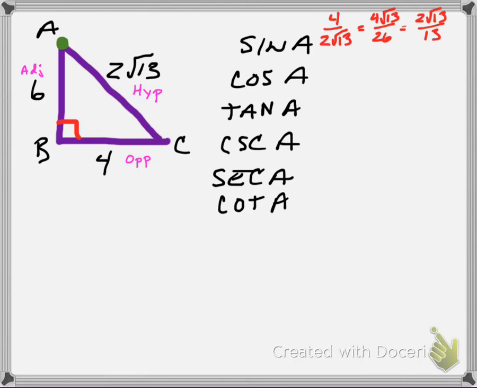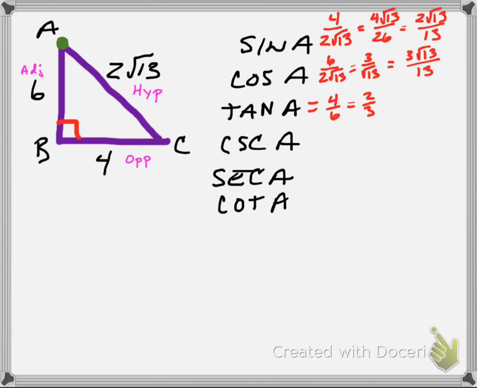Cosine, same idea, but it's adjacent over hypotenuse. Rationalize the denominator. Three root 13 over 13 is what you end up with. Simply adjacent over hypotenuse and simplify. Opposite over adjacent for tangent, very simple. 2/3. I could have asked you that question last Thursday or Friday.